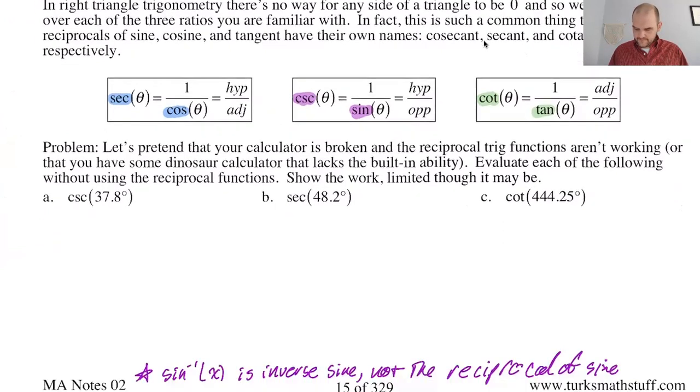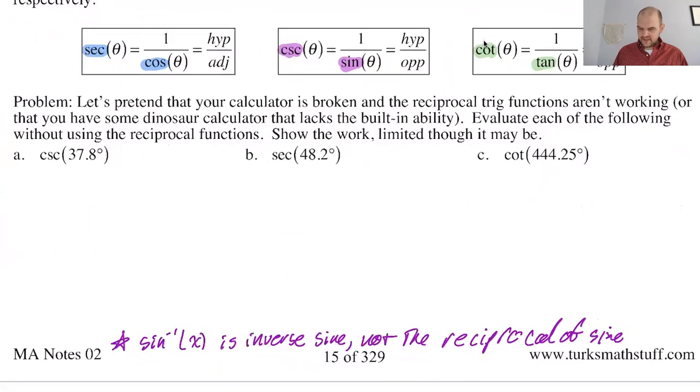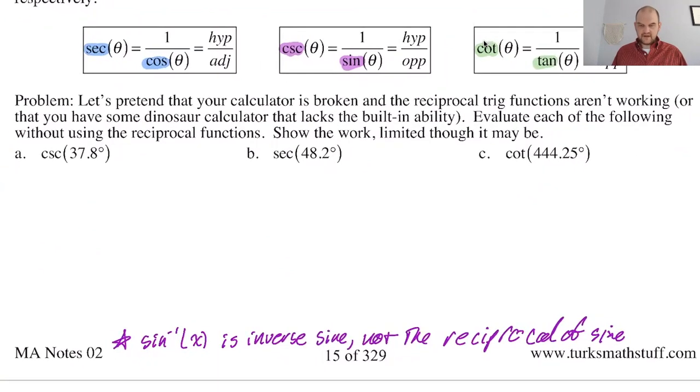So here's a thing that we can do. Let's pretend that our calculator is broken. I like problems like this. We're going to pretend our calculator is broken, or potentially that you have a calculator that doesn't have these built in. Older calculators don't have the reciprocal functions, but older textbooks do, and you would have to evaluate them, so you'd have to figure out what to do.